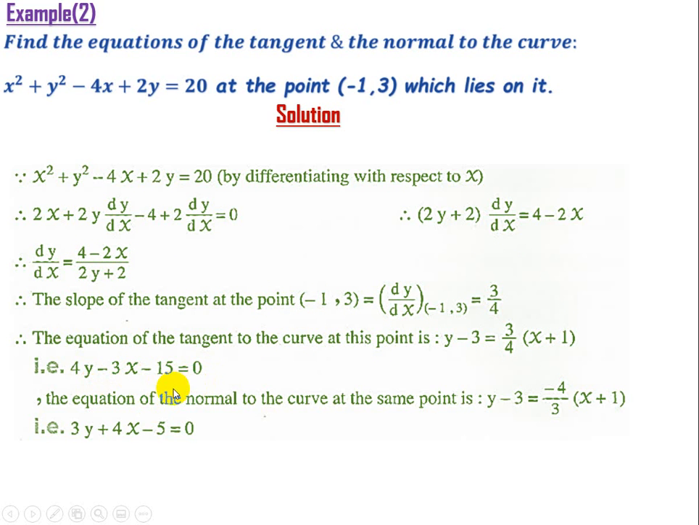Using the same method, the equation of the normal is y minus 3 equals negative 1 over m, which means negative 1 over 3 over 4, which is negative 4 over 3, times (x plus 1). After simplifying it, you will find the equation 3y plus 4x minus 5 equals 0.